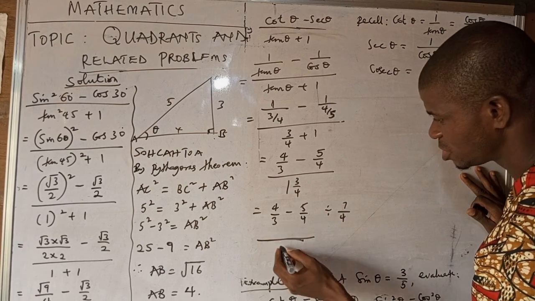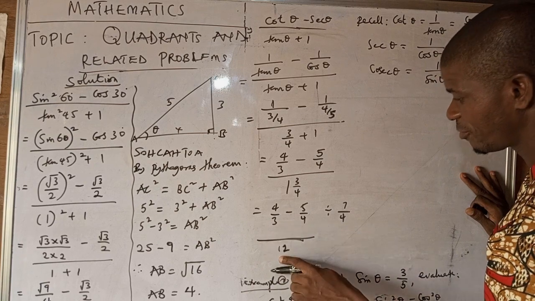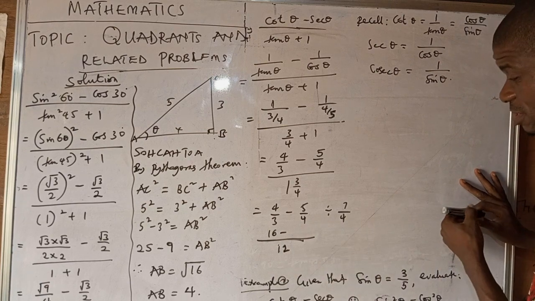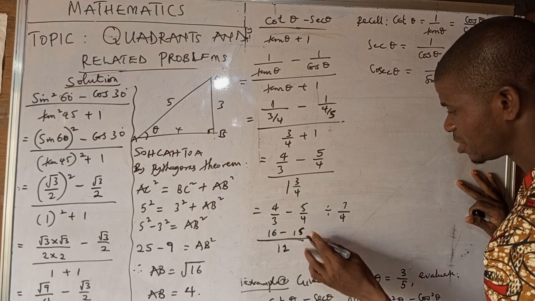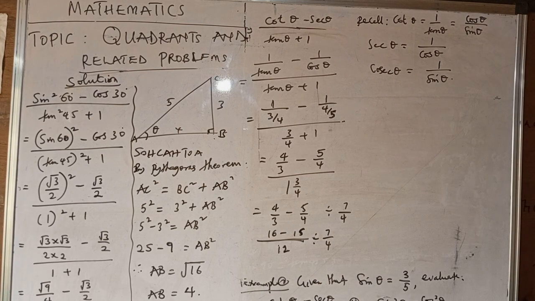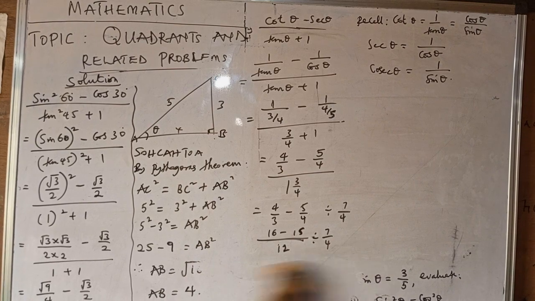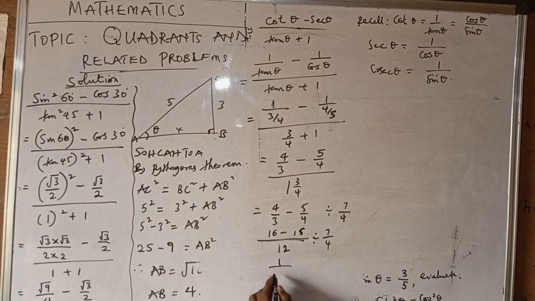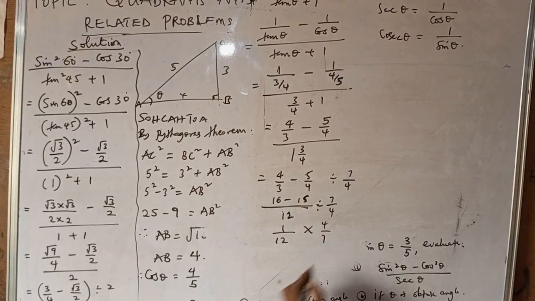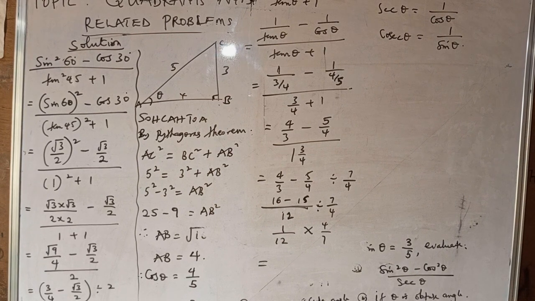So the LCM of these two is 12. 3 in 12 is 4, 4 times 4 is 16, minus 4 in 12 is 3, 3 times 5 is 15, divided by 7 over 4. So that will give me 1 over 12 times, when you change this division sign to multiplication, this 4 will go up, 4 over 7. And finally, 4 into 12 gives us 3. That's 1 over 3 times 1 over 7. So our answer will be 1 over 21.